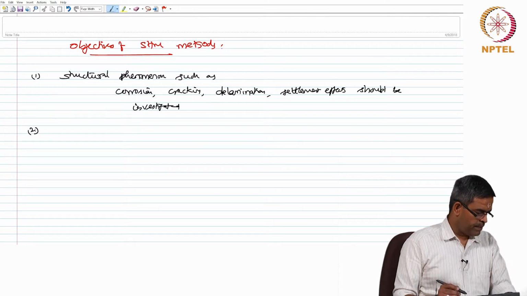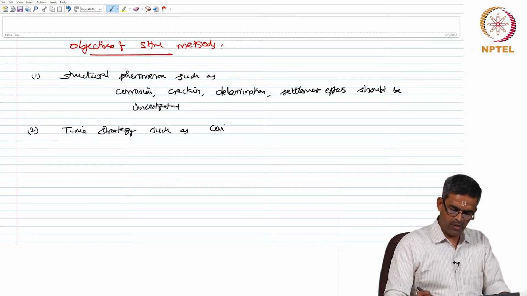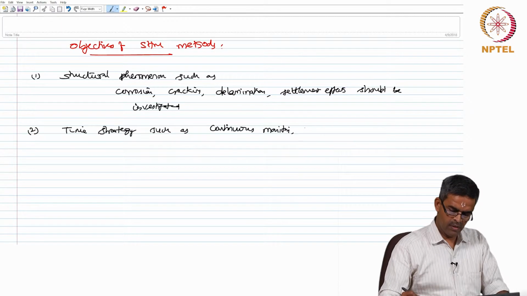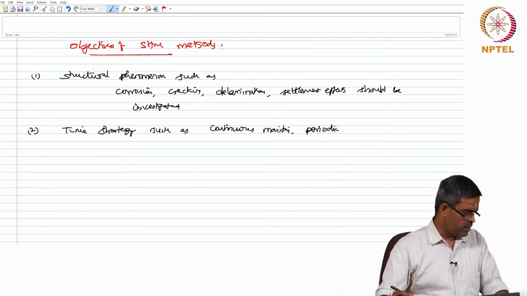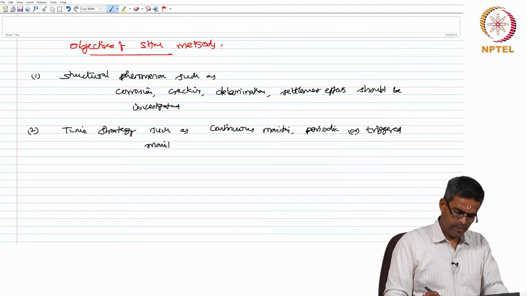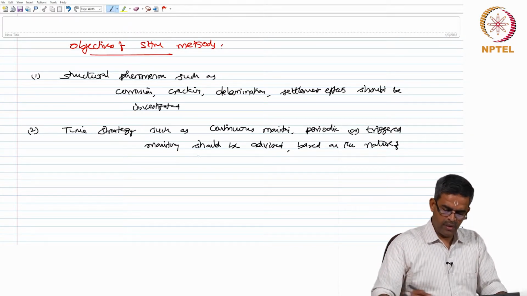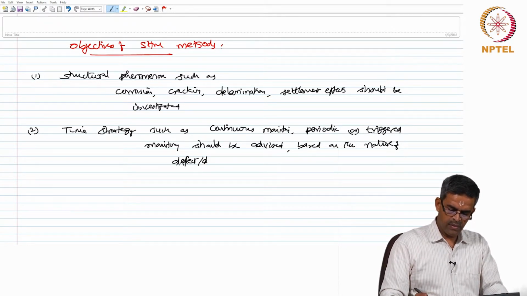The second objective should be time strategy, such as continuous monitoring, periodic or triggered monitoring, should be advised based on the nature of defect, damage and type of the structure.